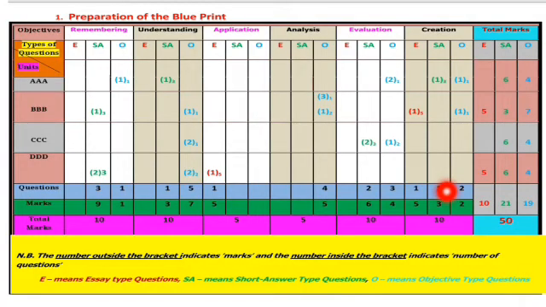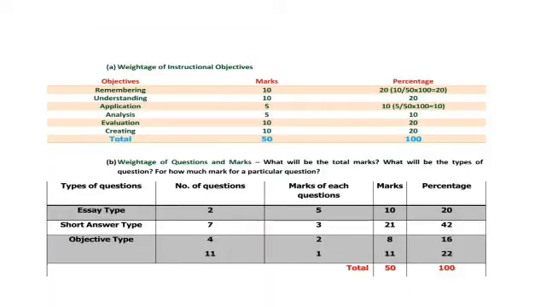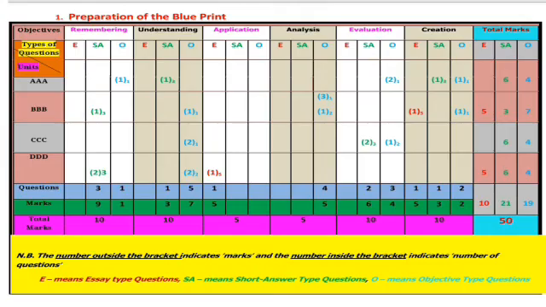When you tabulate it, just see 5 essay type questions. 5 plus 5 is 10. All this, it is 21. Objective 19. So similarly, 10, 21, 19. You total up this, you will get 50, and you total up this, you will be getting 50. Is that clear? I hope it is clear.